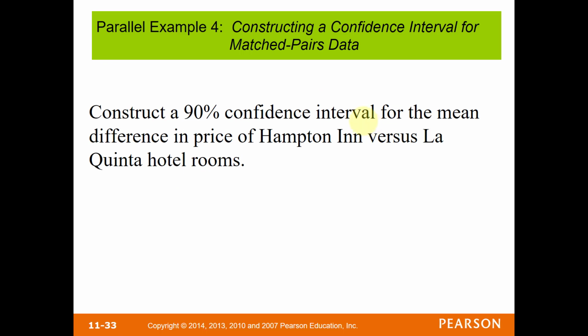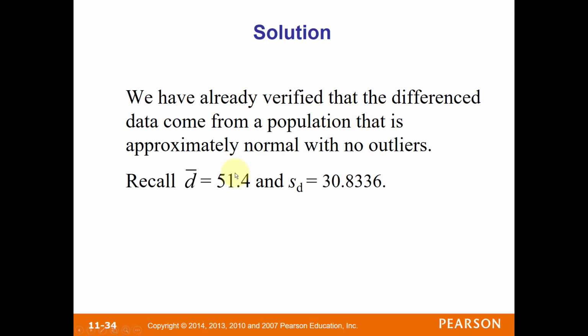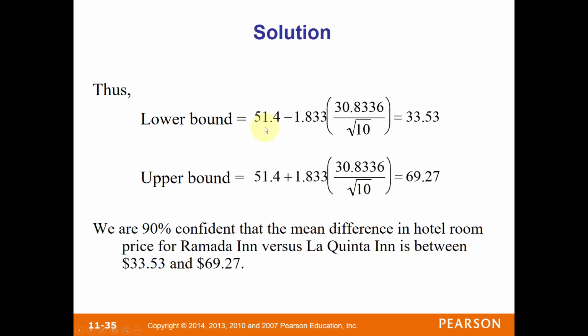Construct a 90% confidence interval, right? So we already know that d bar is 51.4 from before. We know that the standard deviation S subscript d is 30.8336, and so we get 51.4 point estimate plus or minus 1.833. This is t sub alpha over 2 times S divided by the square root of n.